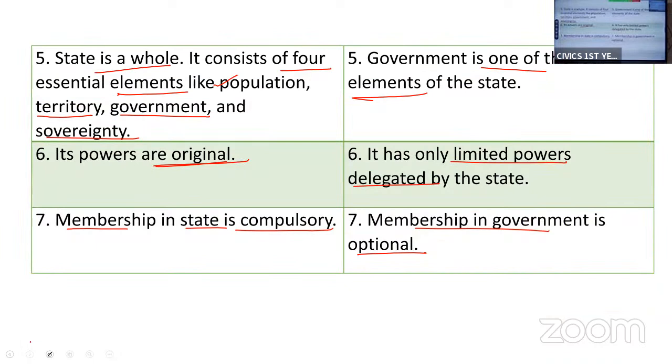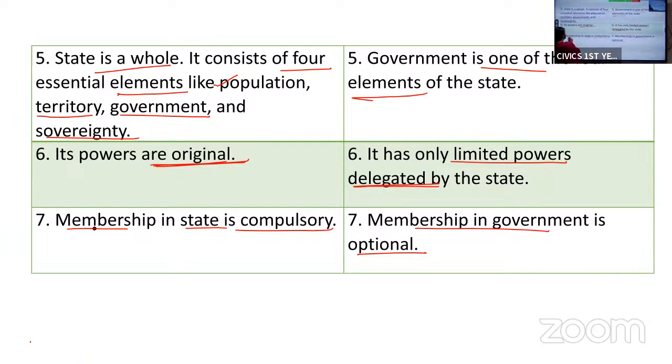Coming to the next point, the state has 4 elements, whereas government is one of the elements of the state. Government is part of the state. It is an agency of the state. The state has its original powers, whereas the powers of the government are delegated, given by the state. The state gives the power to the government.